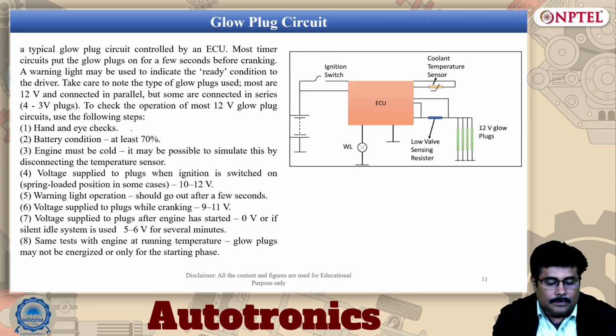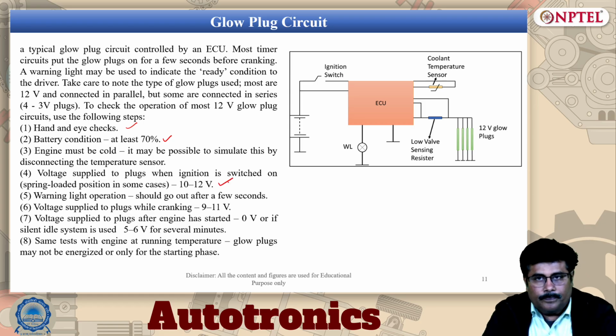One is a hand and eye check, and then check that the battery condition is at least 70%. The engine must be cold, and it might be possible to simulate this by disconnecting the temperature sensor. Now, with reference to the voltage supplied to a plug, when the ignition is switched on, a spring loaded position, in some cases it is in the range of 10 to 12 volt. The warning light should go out after a few seconds.